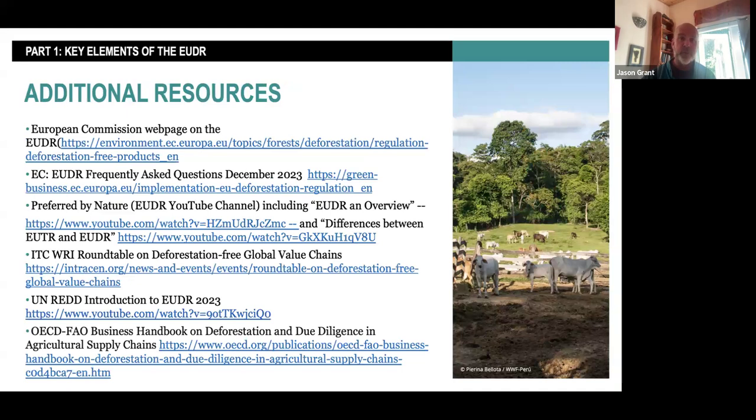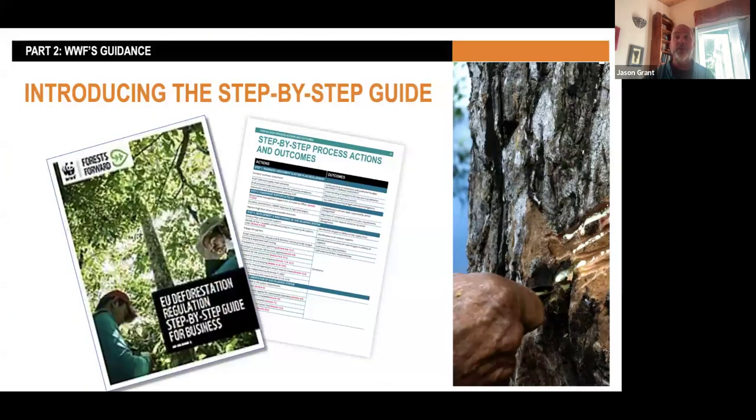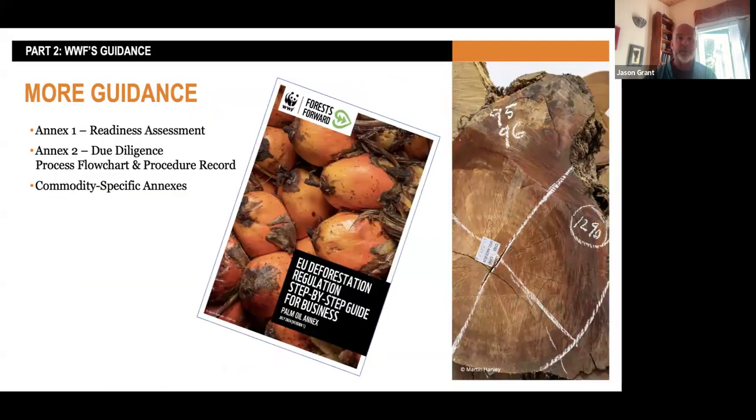So here's some additional resources. I can share a PDF of this presentation afterwards, so if you want to look at any of that. Okay, going quickly through our guidance on EUDR. So the key resource is this step-by-step guide for business, and it's roughly an 80-page document. We went pretty deep, so it's there if you need it. And Xander, I think you said you already have shared the URL where you can download these documents.